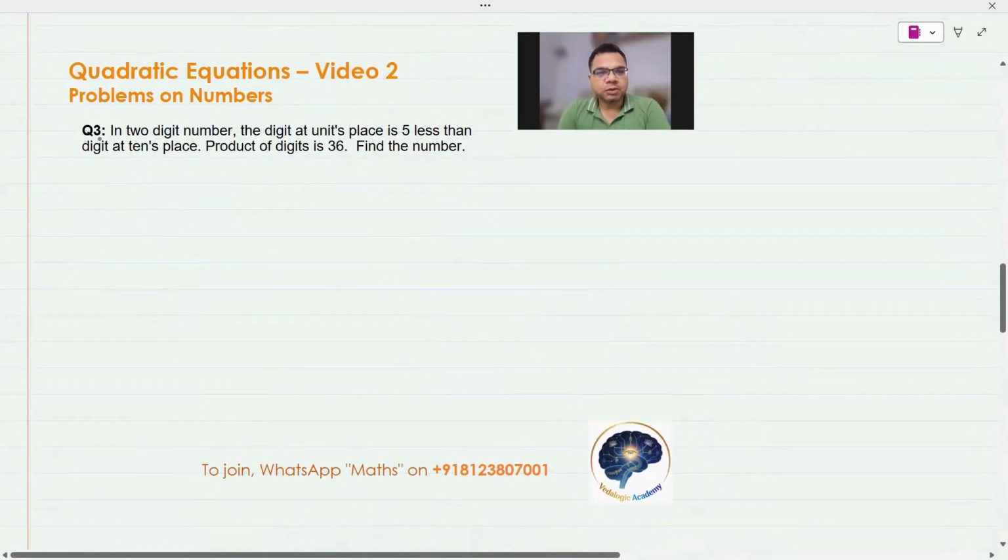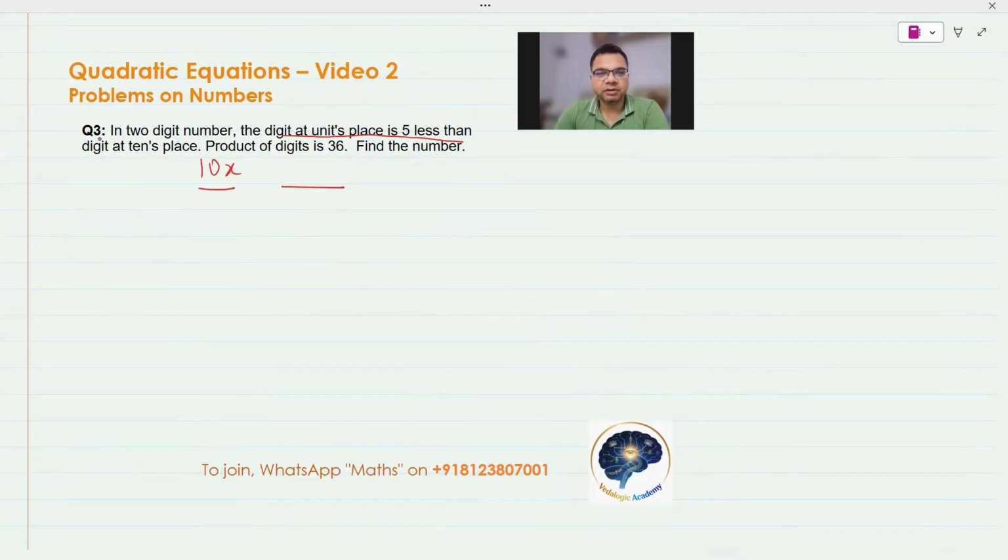Okay. So in a two-digit number, the digit at the units place is 5 less than the digit at the tens place. So let's say we have a two-digit number. Let's say at the tens place we have x, and that's why I have multiplied it with 10. And therefore at the units place it will be x minus 5. Right? So this is the number that we have.